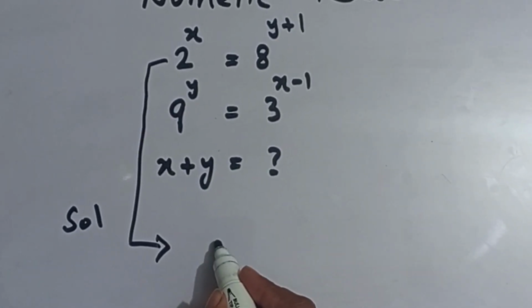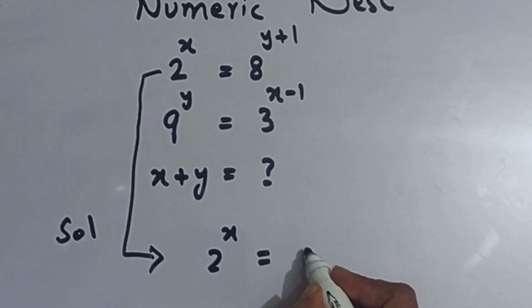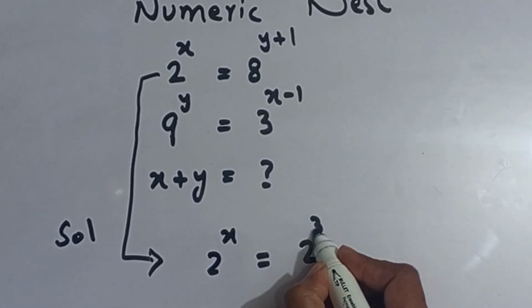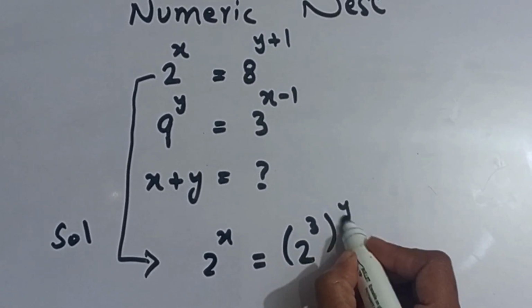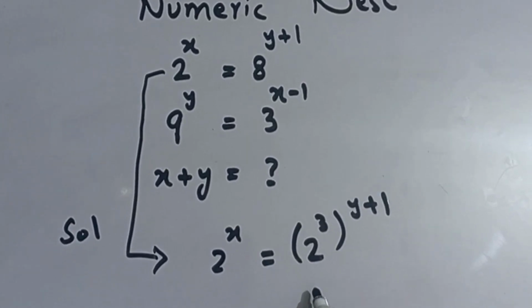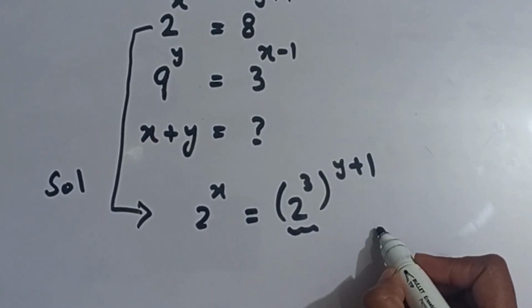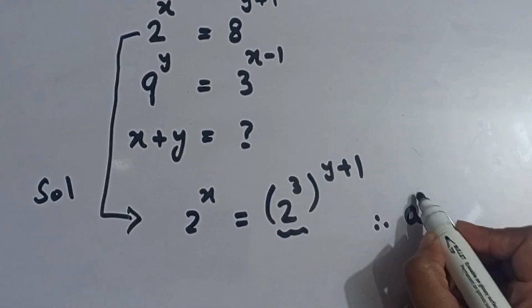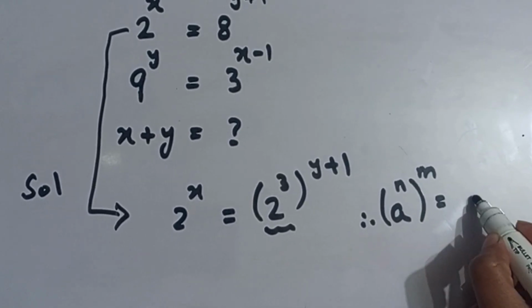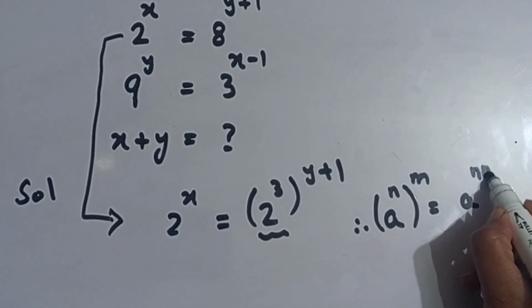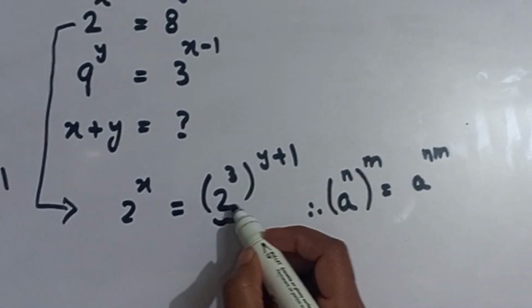We copy the left hand side, which is 2 raised to the power x is equal to 8, and we write this 8 as 2 cube, and its power is y plus 1. So in the next step, look at this right hand side. Here we use this identity: a raised to the power n, again raised to the power m, we write as a raised to the power of the product of n and m. So we apply this identity on this term.